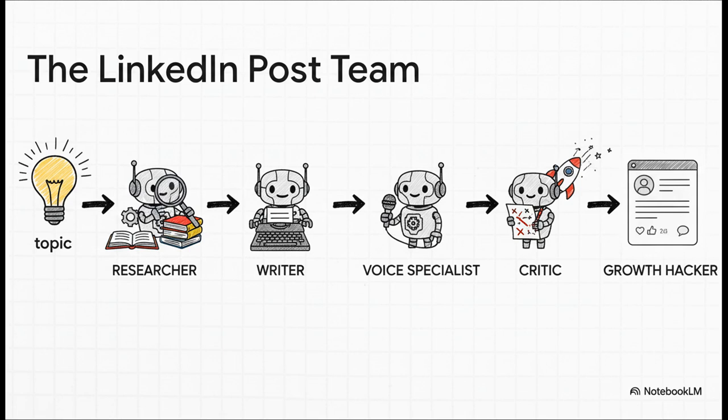So for this one, the job is to write a LinkedIn post. The prompt creates a 5-agent content pipeline. You have a researcher, a first draft writer, a specialist to match your personal writing style, a critic to find weak spots, and even a growth hacker to make it go viral. It's like a whole automated content team in a single prompt.